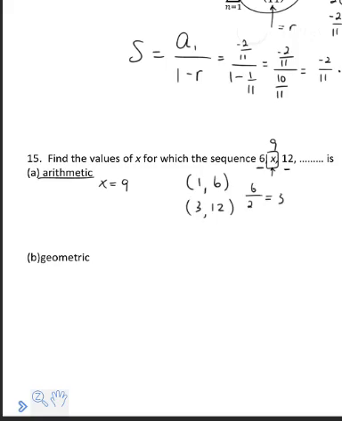And remember, slope for arithmetic sequences is like the common difference. So we know the common difference is 3. That means if you add 3 to 6, you're going to get 9. If you add 3 to 9, you're going to get 12. So x has to equal 9. That's one way to figure out the common difference. Another way, and this is the way we're going to do for part B.